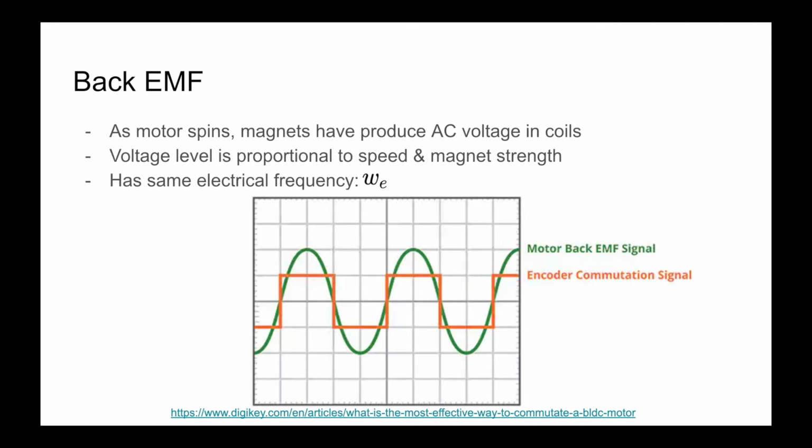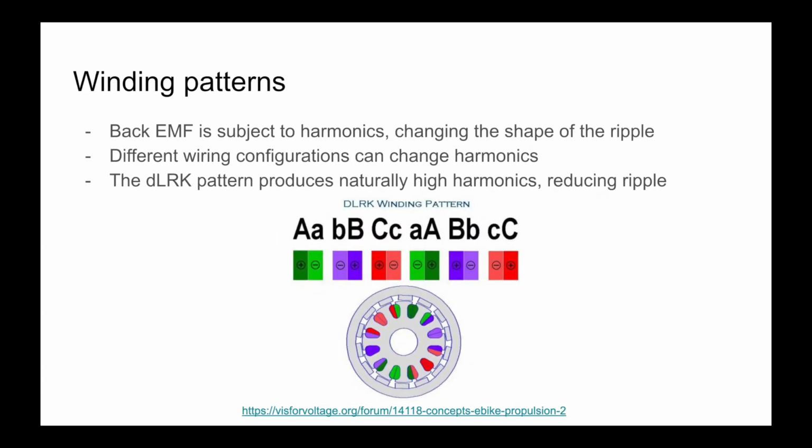However, the same thing actually happens in the opposite direction too. As the rotor spins, the magnets produce an AC voltage in the coils known as back EMF. All of this comes from Faraday's law of induction. This voltage is proportional to the speed and magnet strength and has the same electrical frequency omega sub E. The back EMF of the motor is subject to several harmonics due to the symmetries of the stator. Different winding configurations can change the magnitude of these harmonics and change the shape of the back EMF as well as the ripple. There are many different winding patterns to choose from. A common one for the solar car motors is the DLRK pattern, which produces naturally high harmonics and can reduce ripple. The best winding pattern is application dependent.